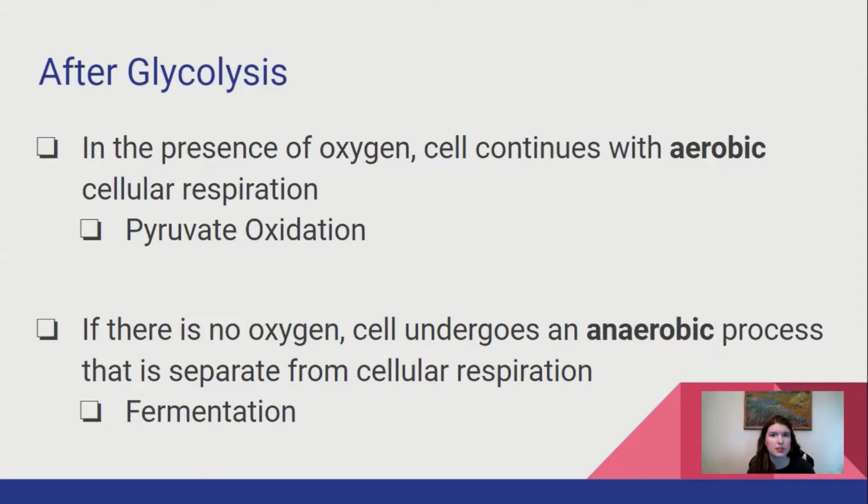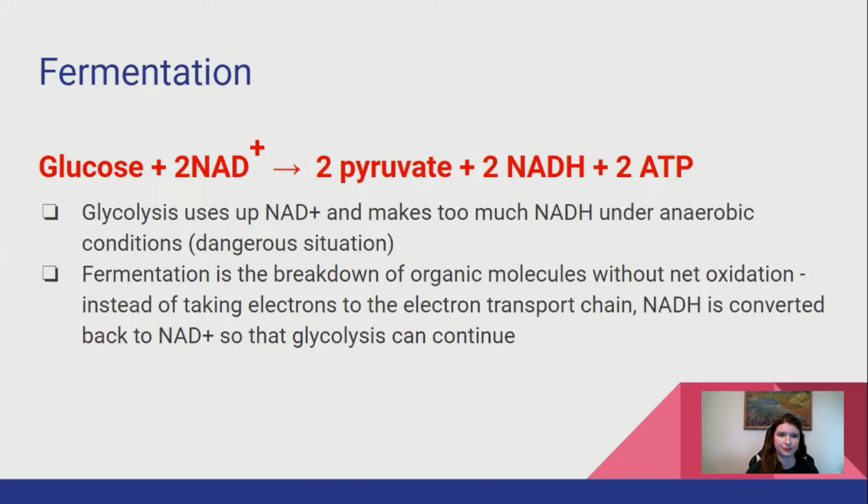However, it's going to come to a stumbling point, which is basically that it's not going to be able to have enough NAD to put into that process. Eventually it's going to run out. Eventually it's going to have converted it all into NADH. So when there's no oxygen, the cell needs a way to make more NAD, to change that NADH back to NAD. And that process is fermentation.